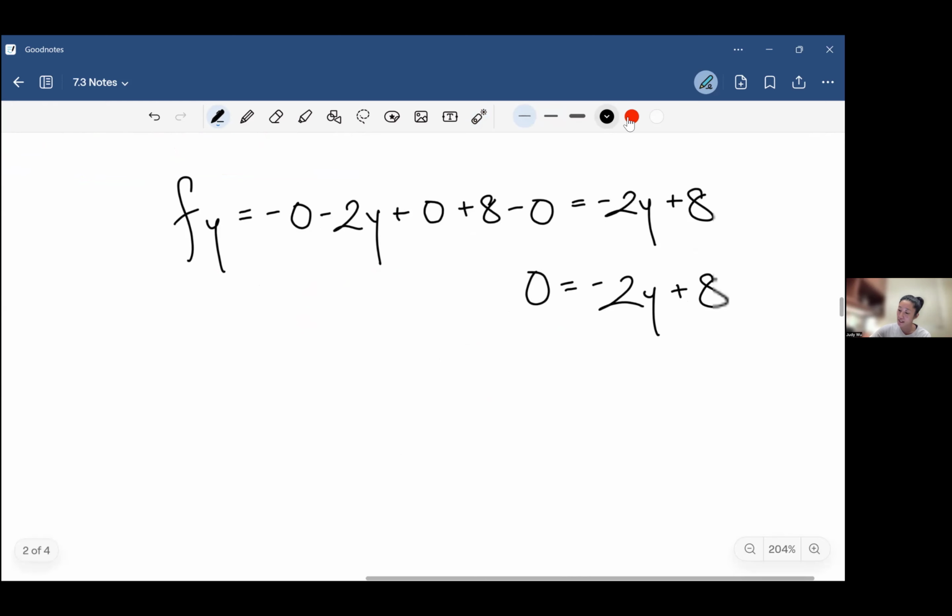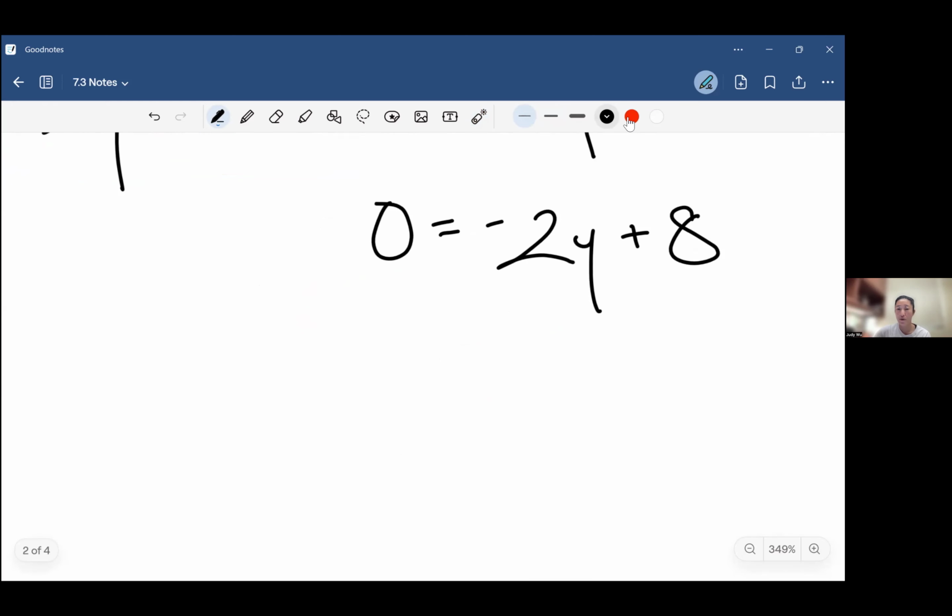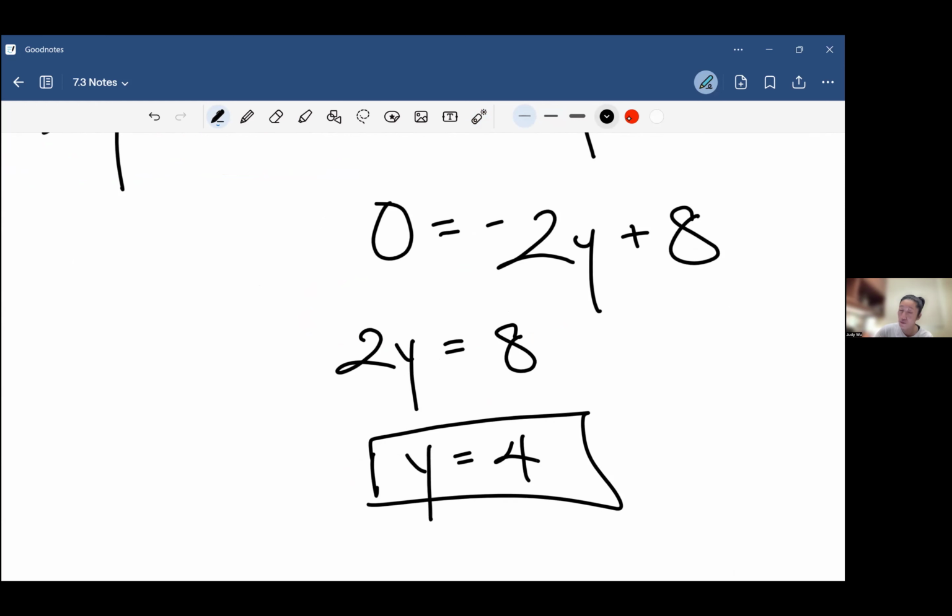All right, let's take a look at this equation. 0 equals negative 2y plus 8. Turns out I could do the same idea. I can get y all by itself. So I'm going to add 2y to both sides, and then I'm going to divide by 2. And I get y equals 4.